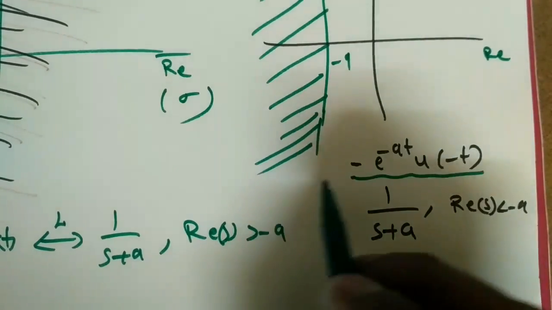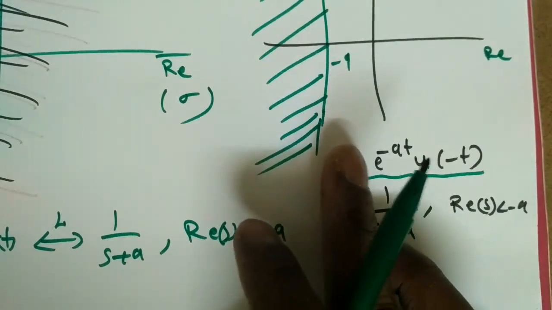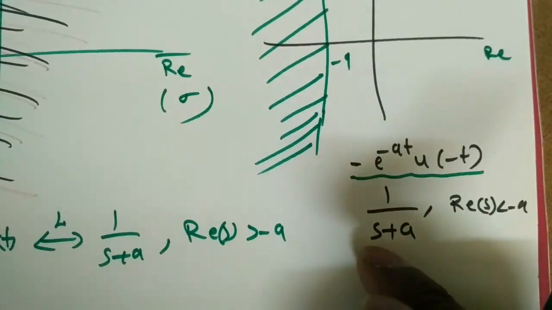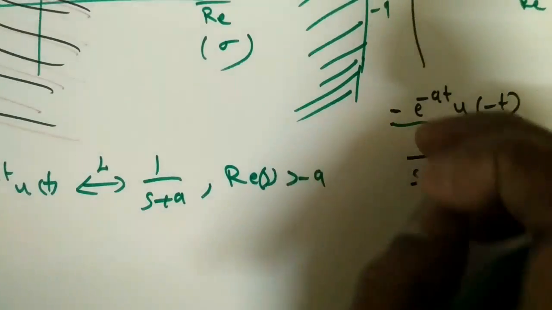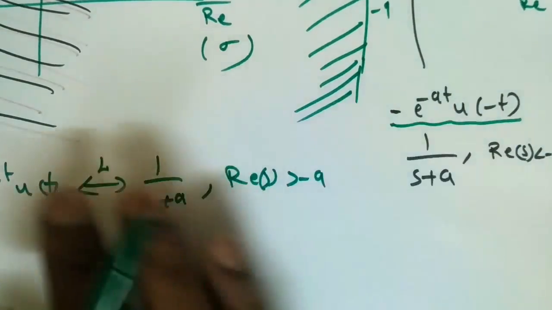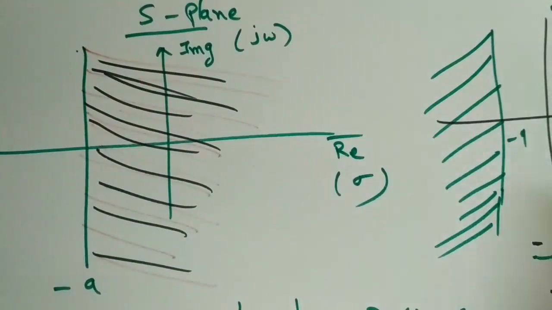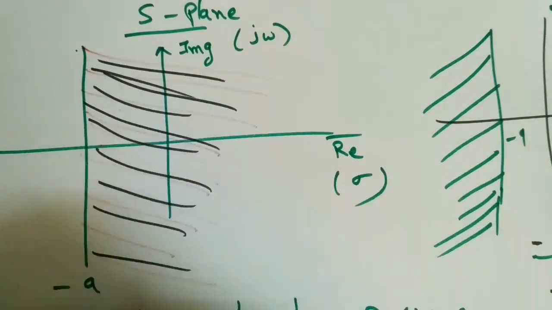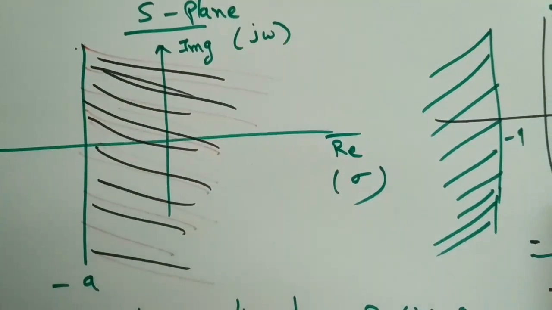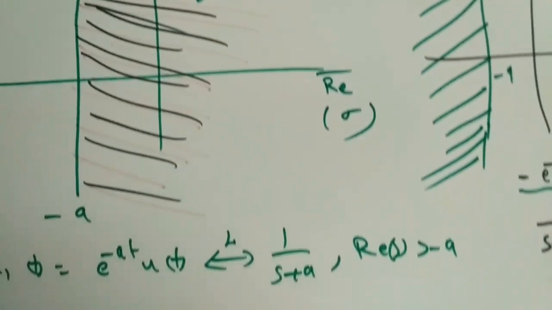Now you know why we have substituted minus here. If there is no minus here, we will get minus of 1 by s plus a. If there is a minus, we will get 1 by s plus a. Why we have put that minus is to compare these two values, right? So this is about the Laplace transform. Now we only have to apply this equation to find the Laplace transform of different signals, right?